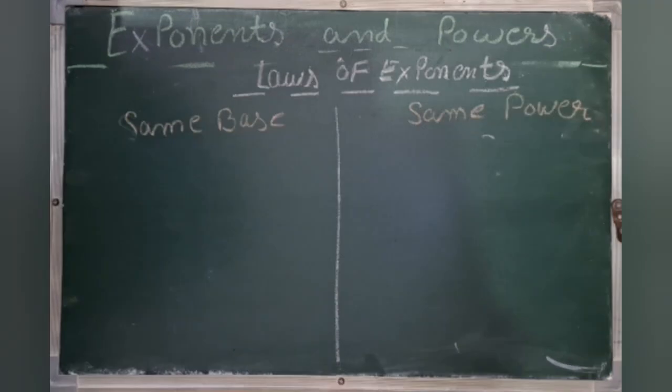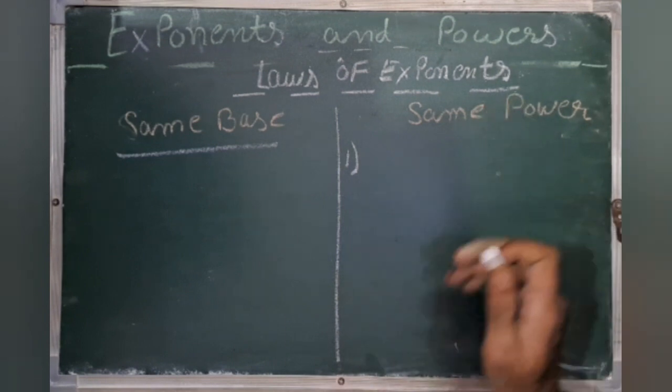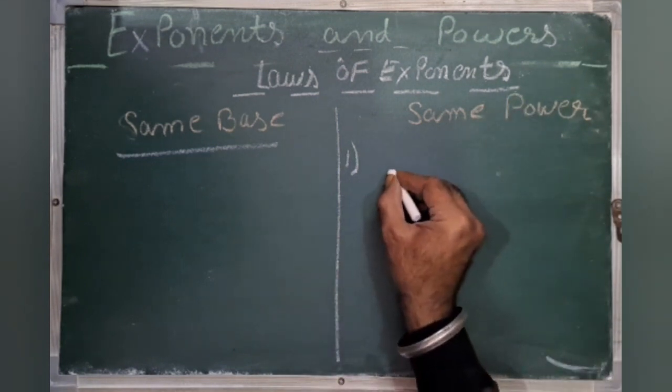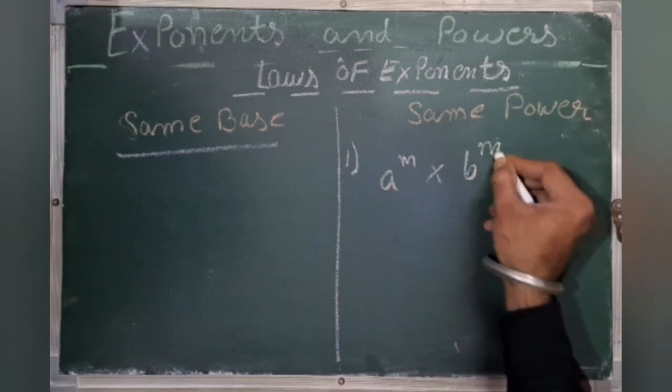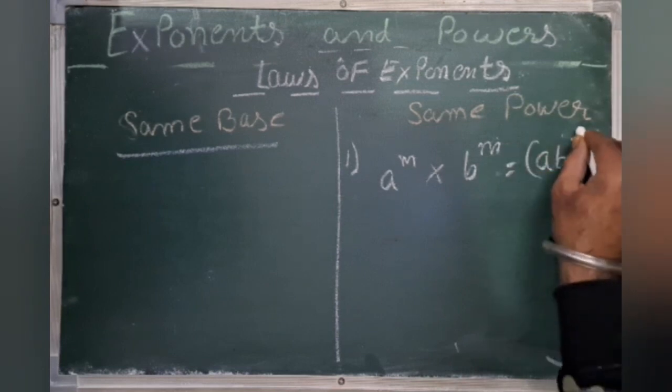We discussed the laws of exponent for the same base. Now in this video we'll discuss the laws of exponent for the same power. Like the same power, in this the base is different and the power is the same. The first law is a power m multiply b power m, that means we can write collectively (ab) power m.